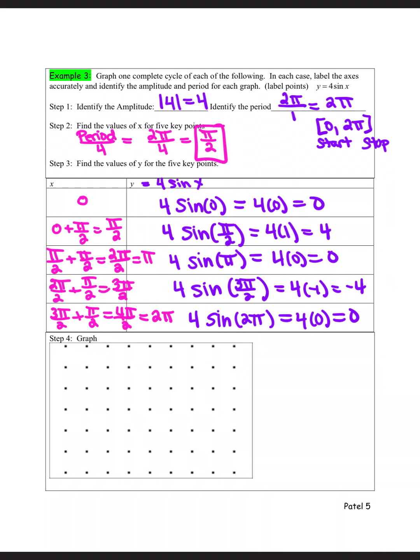So once again, remember the pattern for sine is going to be my base, or my x-intercept in this case. And then it goes to max value. Then it goes back to base, or my x-intercept. Then it goes to min. Then it goes to x-intercept.